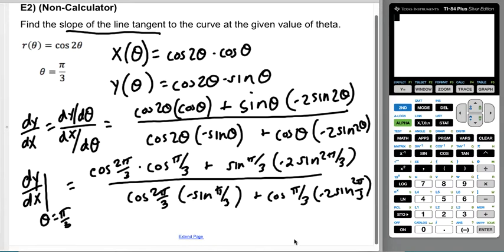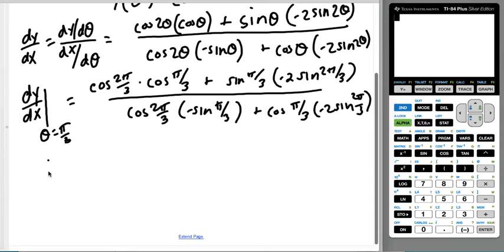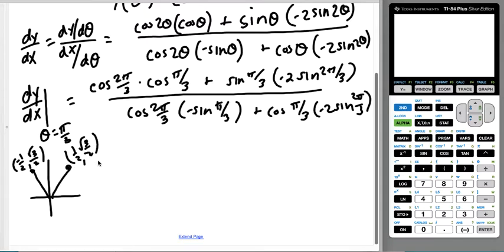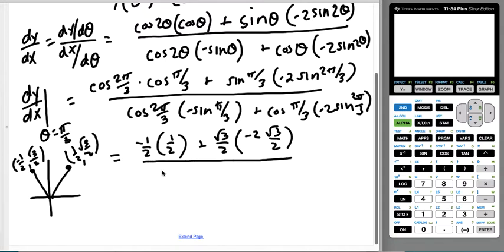And again, this is one of those places where it comes in handy to know the unit circle. So 2 pi over 3 is right here at the point negative 1/2 comma root 3 over 2, and pi over 3 is right here at the point regular 1/2 comma root 3 over 2. So I'm just going to plug in a bunch of values. So I get negative 1/2 times a regular 1/2 plus a root 3 over 2 times a negative 2 times a root 3 over 2, all over, this is a negative 1/2 times a negative root 3 over 2, plus this is a regular half times a negative 2 root 3 over 2.